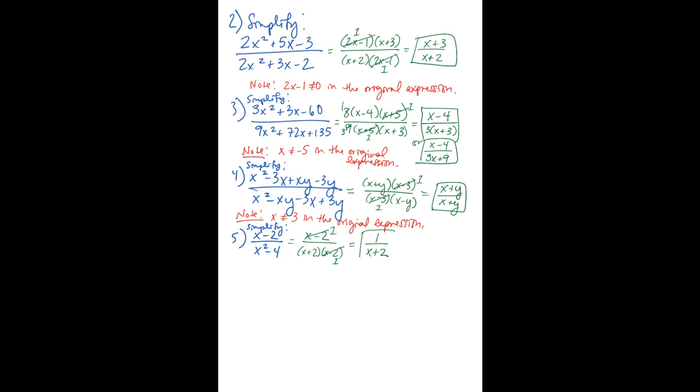Again, notice it's very common for students to forget to write the 1 on the top there. But remember, it's still there. That x plus 2 at the end is still in the bottom. It's not in the top, so we need to be sure that it remains in the bottom of the fraction when we're done. And again, we'll just note briefly that in the original we had an x minus 2 in the denominator, so we can't have x equals 2 in the original expression. Let's do one more.